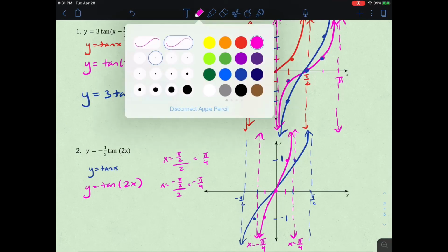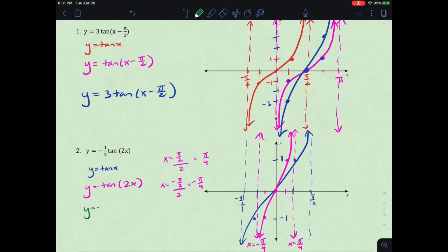Lastly, we're going to be graphing y equals negative 1/2 tangent of 2x. Now here, if you notice, there's 2 transformations that are taking place, right? There's a negative, which is a reflection across the x-axis. And that 1/2 is going to shrink it vertically by a factor of 1/2. In other words, you're just going to be taking all the y coordinates and multiplying them by 1/2.